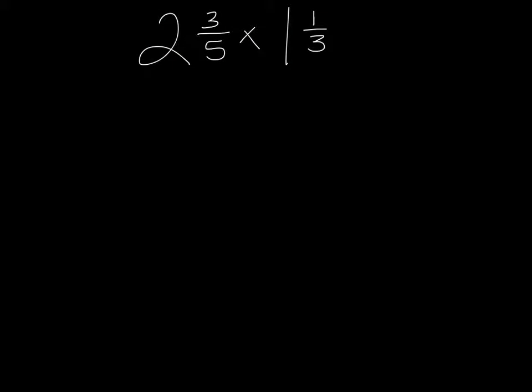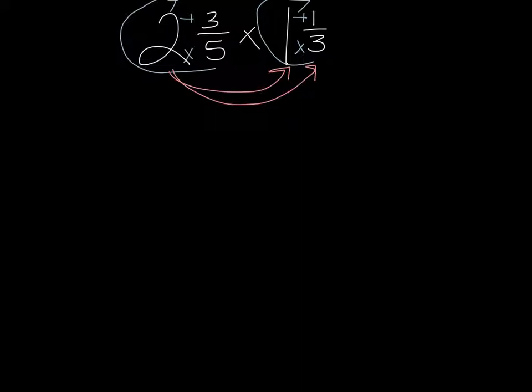Let's try another mixed number times mixed number. So I already know both of these mixed numbers have to be turned improper because there are 4 things being multiplied. It is 2 times 1 and 2 times 1/3. 3/5 times 1 and 3/5 times 1/3.